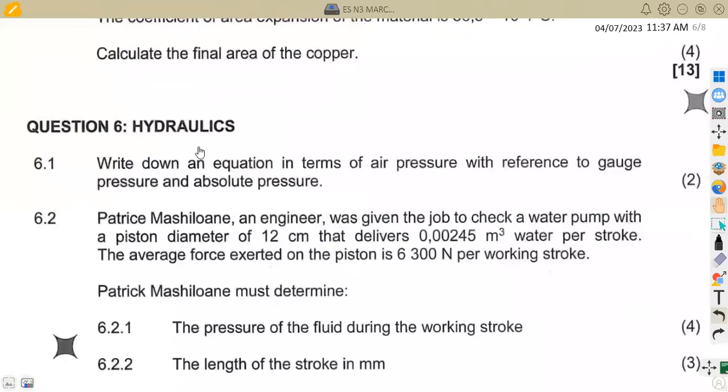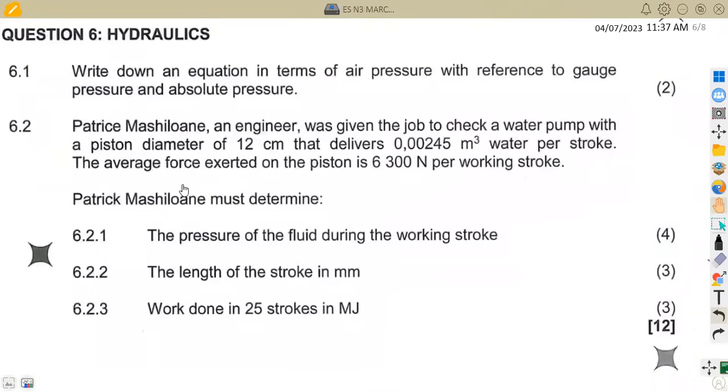All right, on question 6, that is hydraulics, we are given to write down the equation in terms of air pressure with reference to gauge pressure and absolute pressure. Remember that absolute pressure is the sum of air pressure and gauge pressure. So that means we can make air pressure the subject. So air pressure is going to be the difference now of what? Of the absolute pressure. So it is going to be absolute pressure minus the gauge pressure in this case.